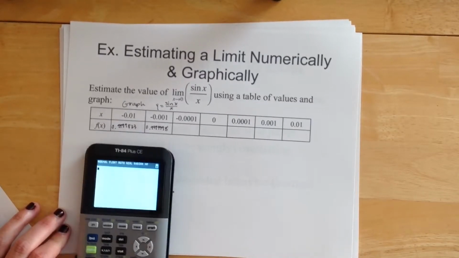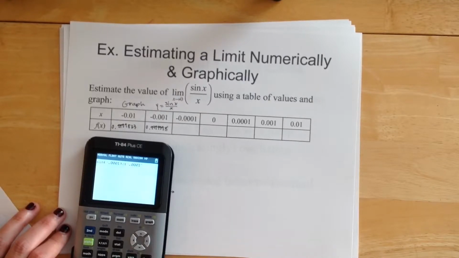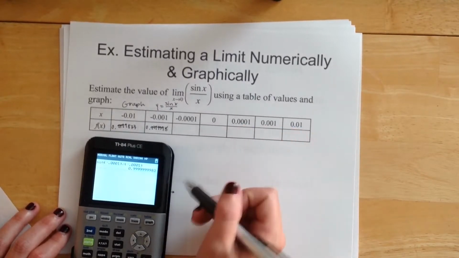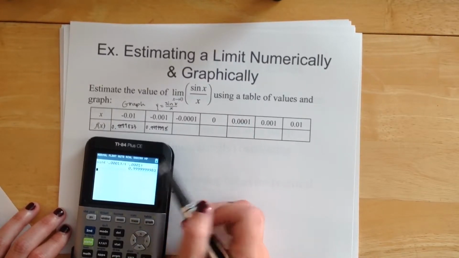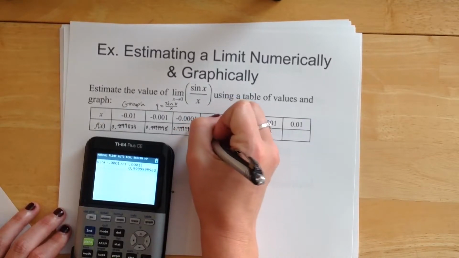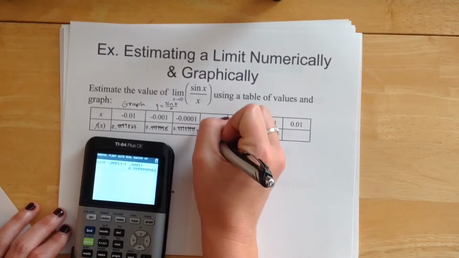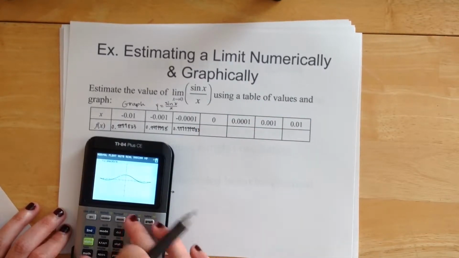So I'm going to go out of my graph and type in sine of negative 0.0001 divided by negative 0.0001. So what is that? 1, 2, 3, 4, 5, 6, 7, 8 nines. Okay. Now going back to my graph and trace.